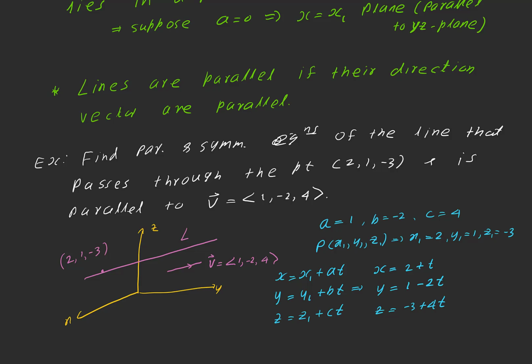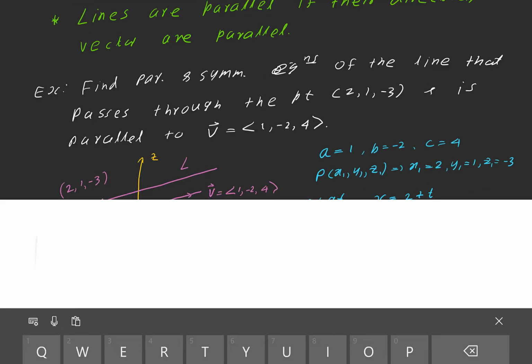So this is the parametric equation. Then how do we write the symmetric?